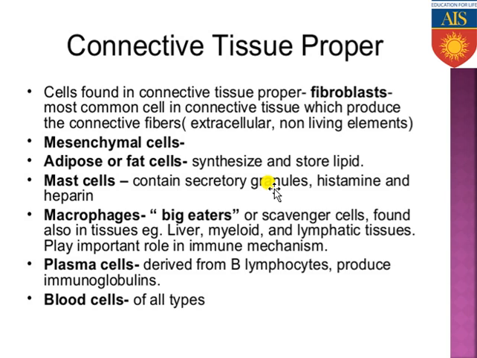Blood cells are also present. All types of blood cells, RBC, WBC and platelets, are involved within the extracellular matrix of connective tissue proper. That means, in this slide you can understand that connective tissue proper, or the ideal connective tissue, is made up of a huge amount of cells present in the extracellular matrix, and those cells have different functions.